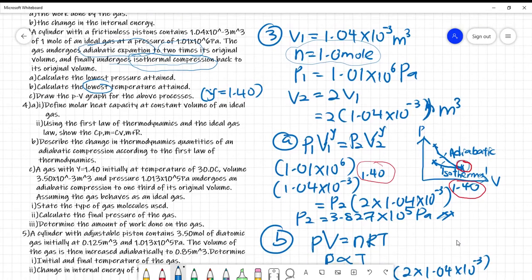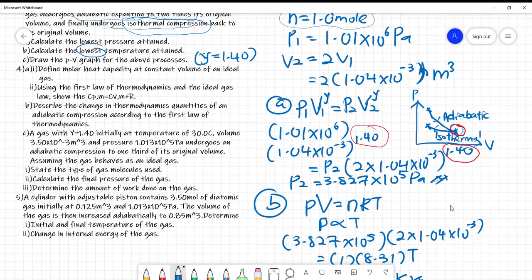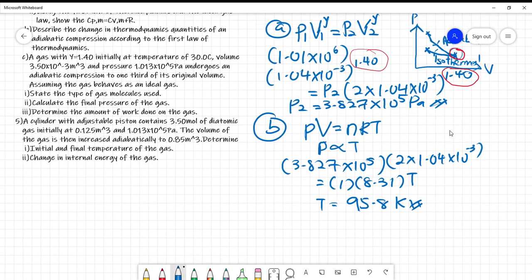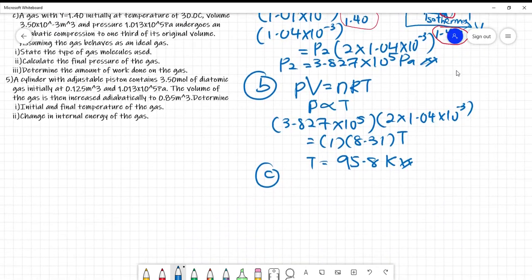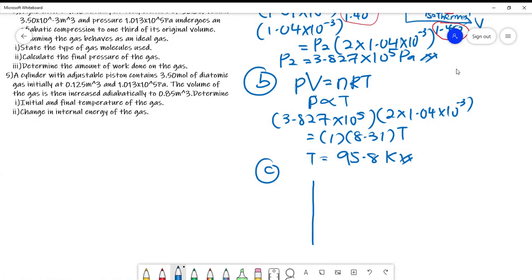So let's just move on to the third question, which is part C. So C basically is this graph. Let me draw it more clearly. This is my P and this is my V. What we have here is the point A, and this is the adiabatic curve, and this is B, and this will be my isothermal curve.